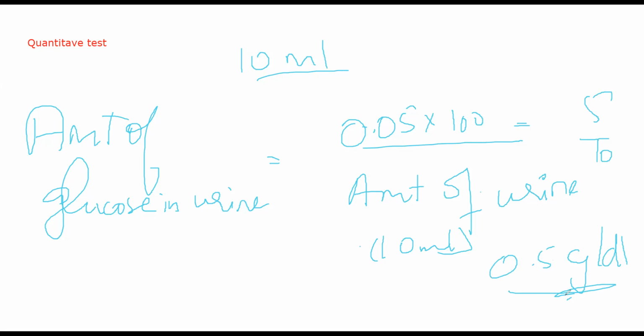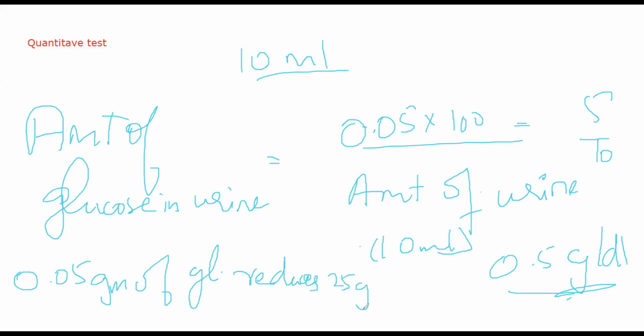ठीक है, normally the conversion is that 0.05 grams of glucose reduces 25 ml of Benedict's reagent. ठीक है, that is the conversion, that is the basis for this formula, that is why we are taking 0.05 here. You have a glucose that 0.05 grams of glucose is able to reduce 25 ml of Benedict's reagent. Once reduction is occurring, that is when change in color occurs.